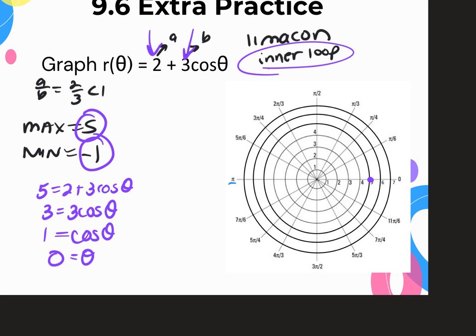So if it's negative 1 at pi, it actually goes away from pi, and my point is on the opposite side, the same side as the 0, which makes sense for an inner loop. If it was a cardioid, I would expect that point to be at 0. If it was a dimpled, I would expect it to be at 0. Not necessarily at 0, sorry, just for a cardioid. Sorry. It says cosine and it's like on the x-axis no matter what.